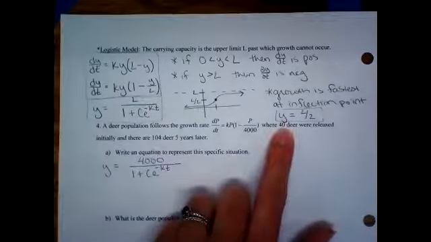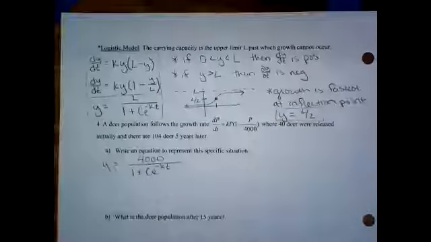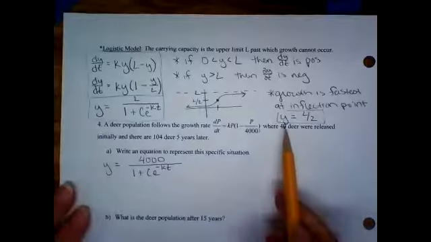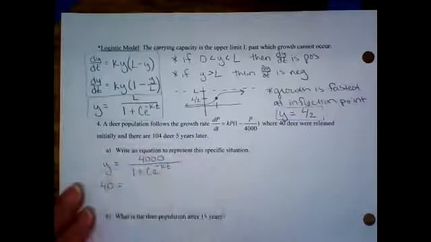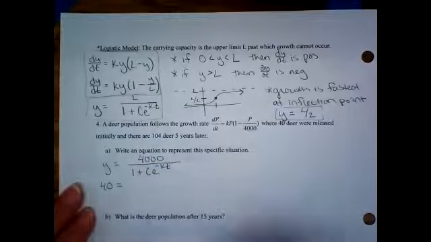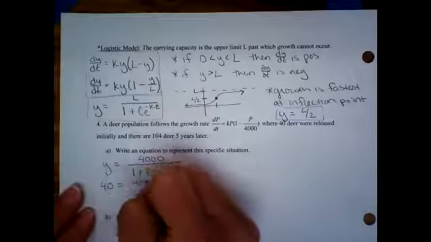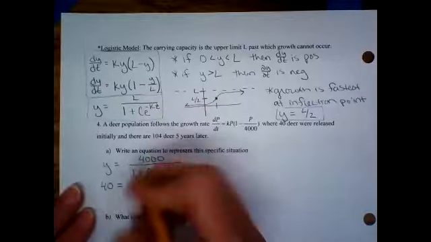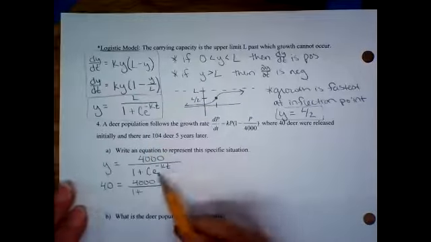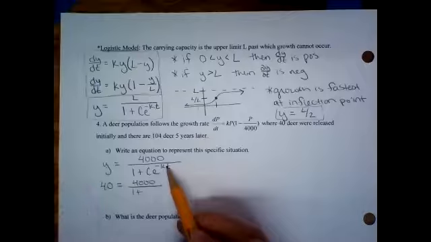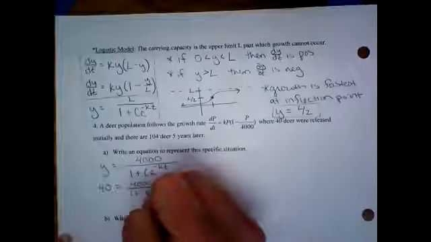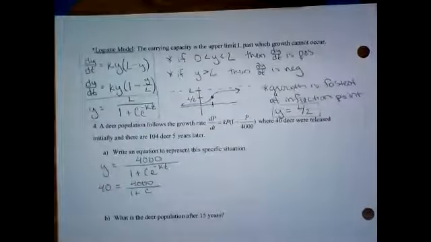40 deer were released initially. Initially means that time is what? Time would be 0. So we're going to plug in 40 for the amount. That would be y. And we're going to plug in 0 for time. So that would be 4,000 over 1 plus, all right, let's see. If time is 0, e to the 0 is 1, times c is just c. So when you plug in 0, the rest of that kind of goes away.